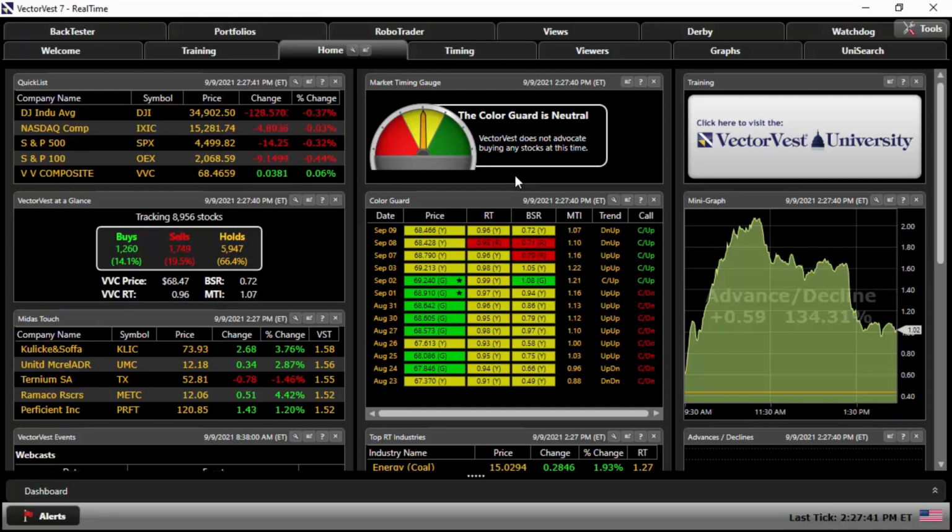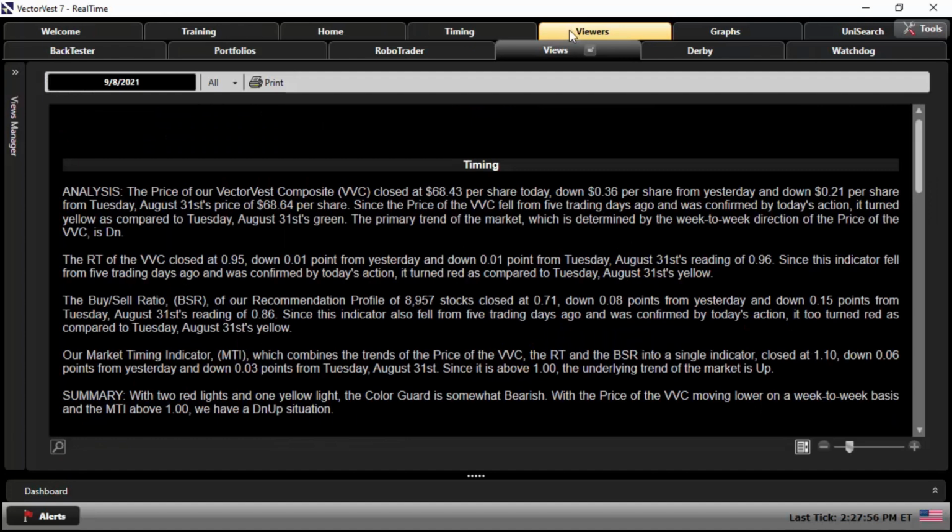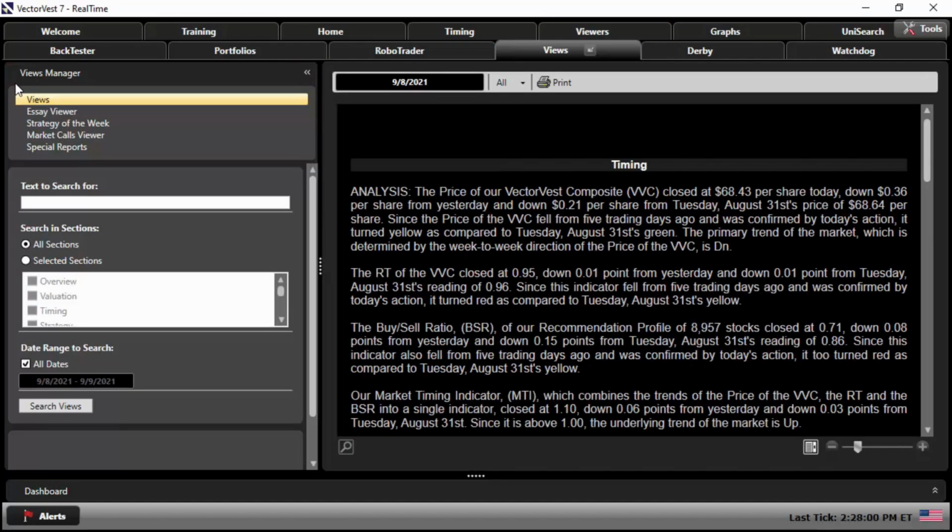As always, once you sign into the software, we always start off right here on the home page. Now, to find the investment matrix once you log in, simply click on the Views tab at the top, and then over on the left-hand side of the views, we have the Views Manager. In the Views Manager, you can select different views: SA Viewer, Strategy of the Week, Market Calls Viewer, and today we're going to be focusing on the last one, Special Reports.